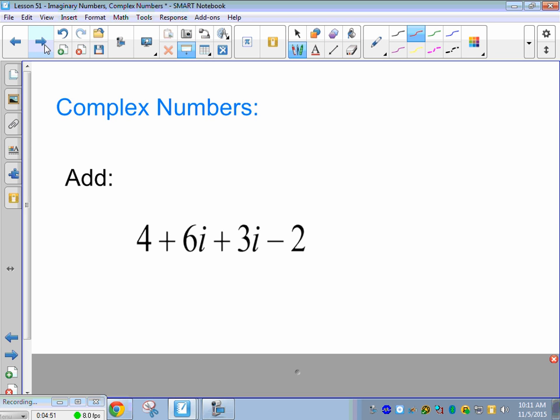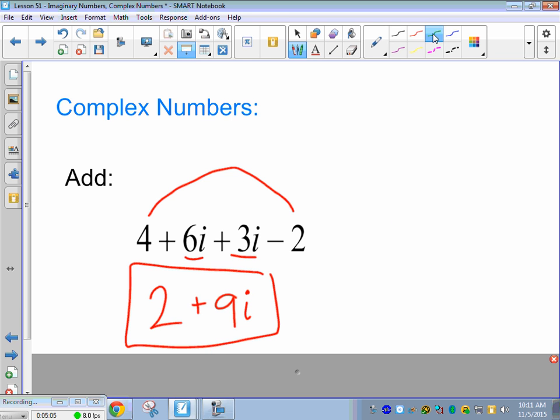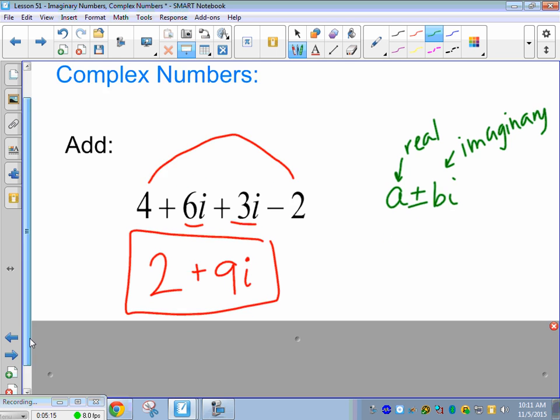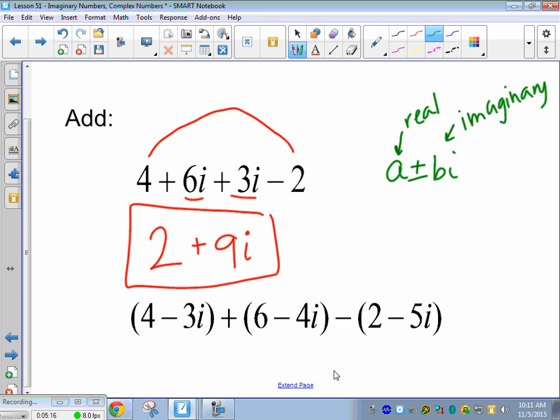This part's really easy. We're just going to combine like terms like you always do. So 4 minus 2 is 2. And then we add the i pieces together, so that's plus 9i. I always want this written as a plus or minus bi, meaning the real part is here and the imaginary part is here, okay? So always the i goes second.